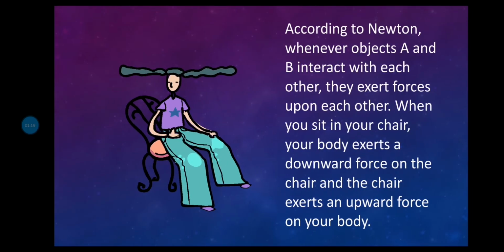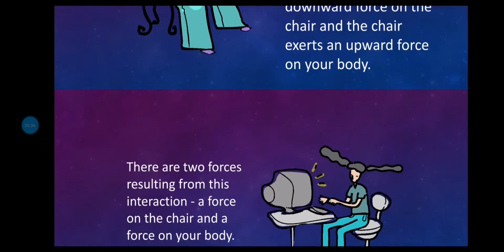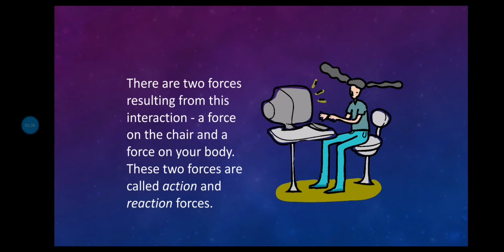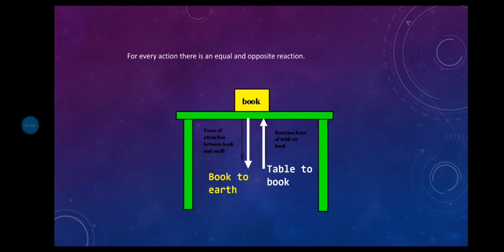According to Newton, whenever objects A and B interact with each other, they exert forces upon each other. When you sit in your chair, your body exerts a downward force on the chair, and the chair exerts an upward force on your body. There are two forces resulting from this interaction, a force on the chair and a force on your body. These two forces are called action and reaction forces. For every action, there's an equal but opposite reaction.